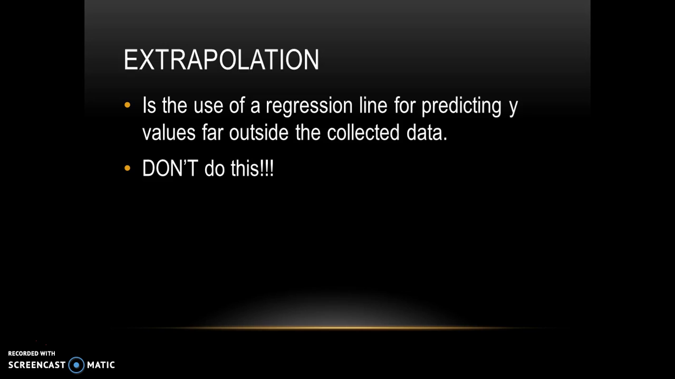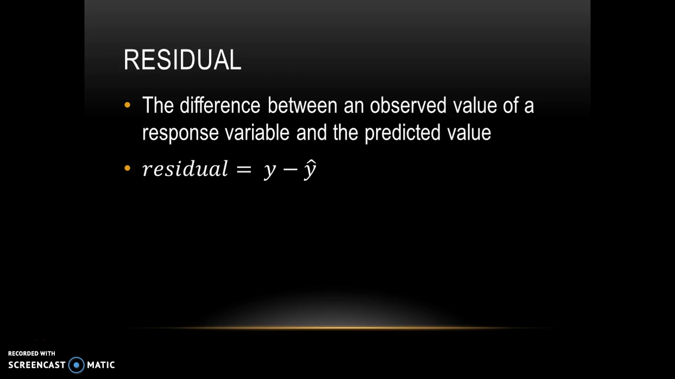Because you've not collected any data that tells you what your data would do if you collected someone who weighs 400 pounds or someone who drives 400 miles a week in the car, or whatever you've collected data on. If your x values only go from 50 to 150, don't make a prediction with an x value of 400.